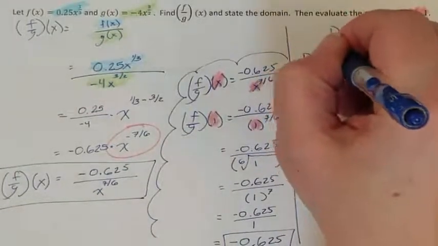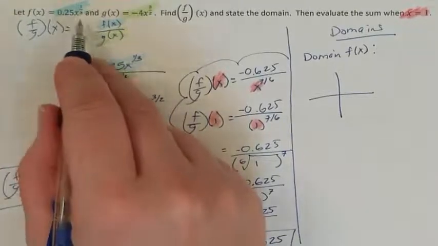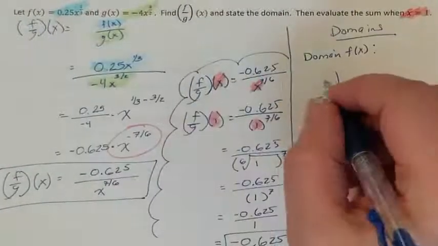First we need to look for the domain of f of x. This is x to the 1/3 power. Our parent function looks like this.